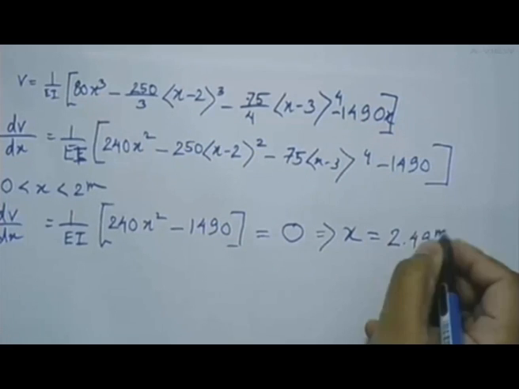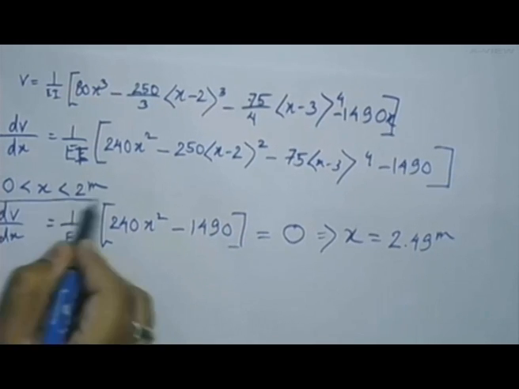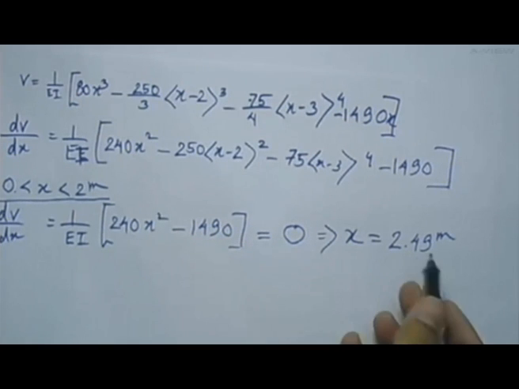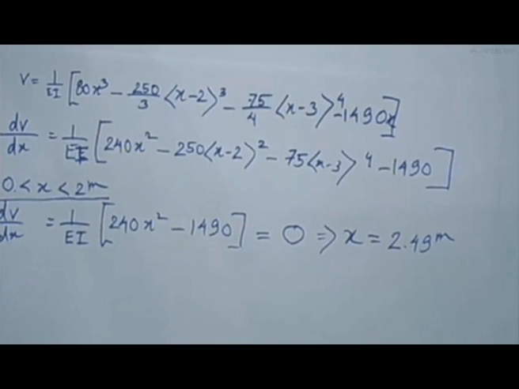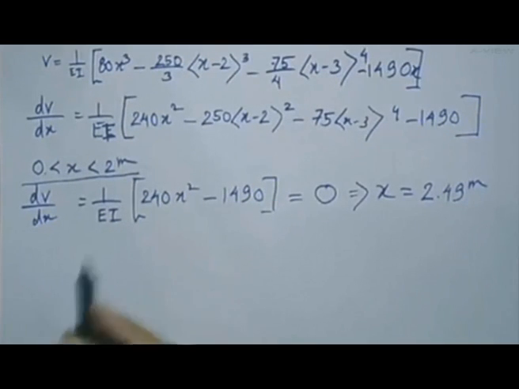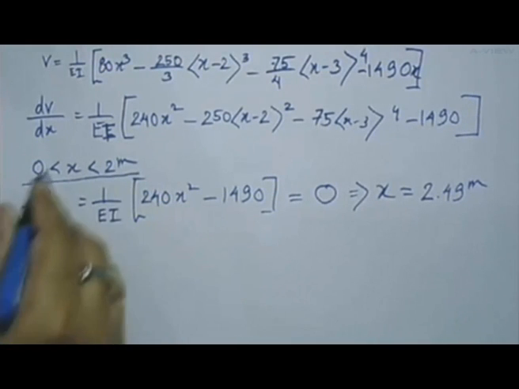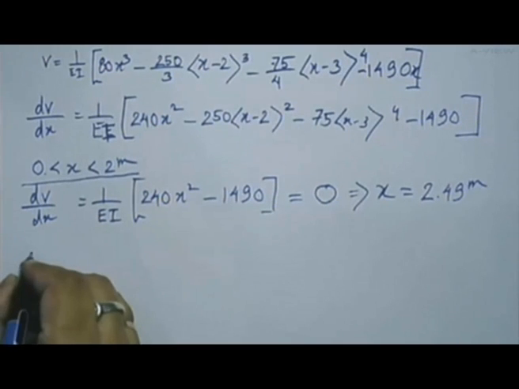2.49 meters. Now, if you notice that this part of the equation that I wrote here is valid for x between 0 to 2. And by solving this you are getting x is equal to 2.49. So it is not applicable at x equal to 2.49. So the maximum value of the deflection cannot be obtained at x equal to 2.49. Or in other words, the maximum value of the deflection does not occur between x equal to 0 and x equal to 2. So now what we do is we take the second equation.